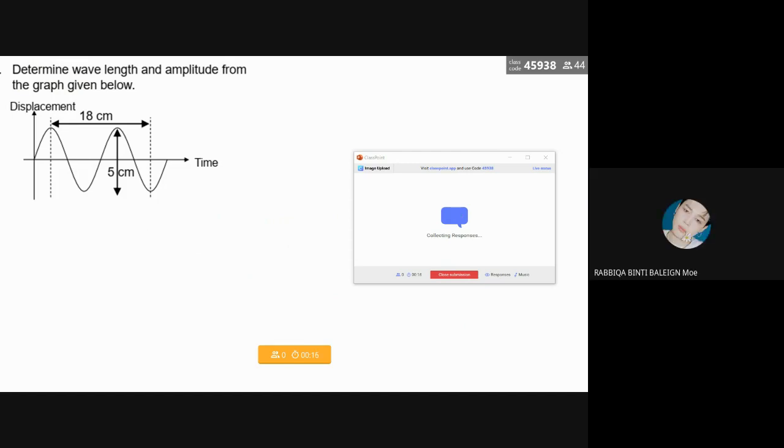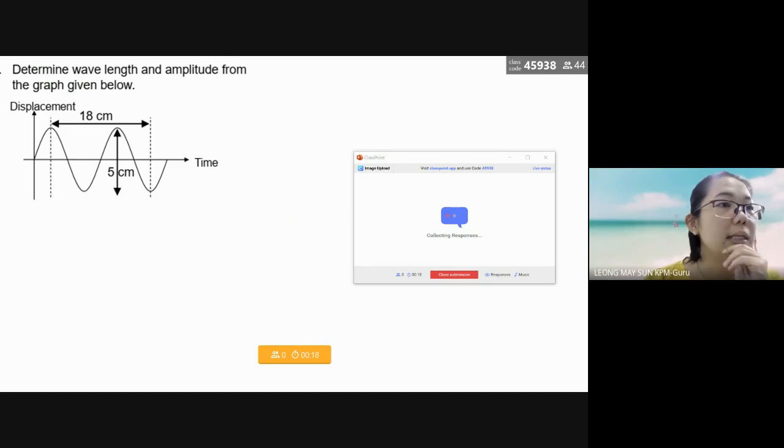Okay. Alright, Chirong's question is, is it always centimeter per second? Wave speed is normally distance over time. So sometimes it's centimeter per second, it can be millimeter per second. You have to look at the question. Okay, Chirong? So the question right now is determine the wavelength and the amplitude from the graph below. So this really tests you guys.